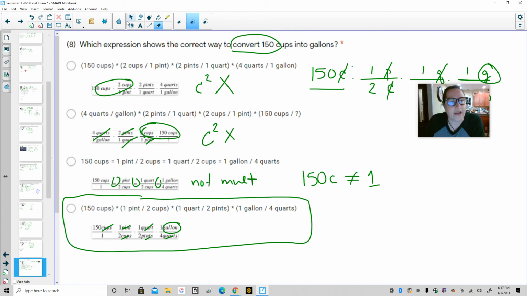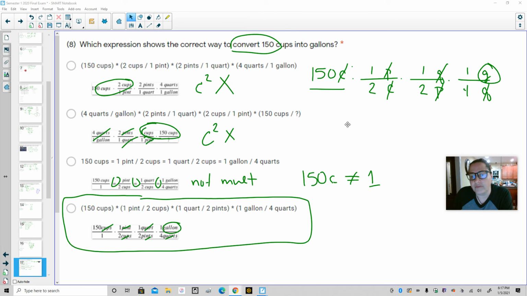but you absolutely could have written it out, done some scratch work on your own, and figured out that cups cancels with cups, pints cancels with pints, quarts cancels with quarts, and leaves you with gallons.